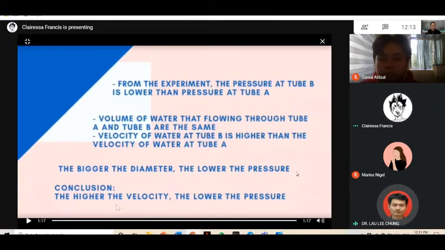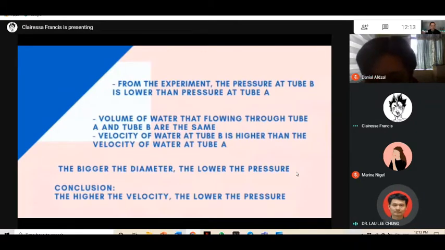Okay, pause for a while. Okay, bullet number 2, the volume of water flowing through tubes A and B is the same. It should be flow rate, not volume, because it is flowing through by time. Technically, volume is not wrong, but flow rate is a more accurate description.